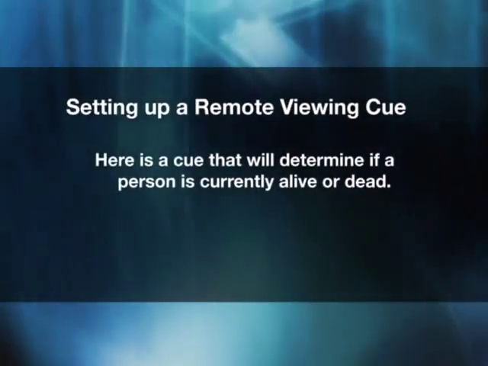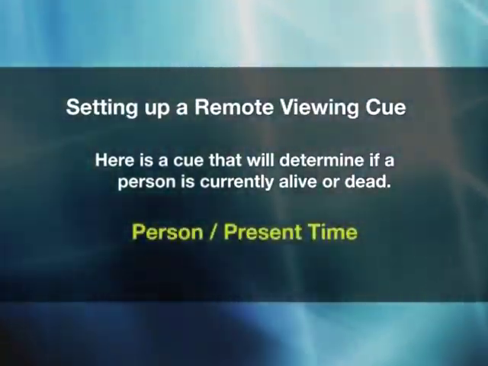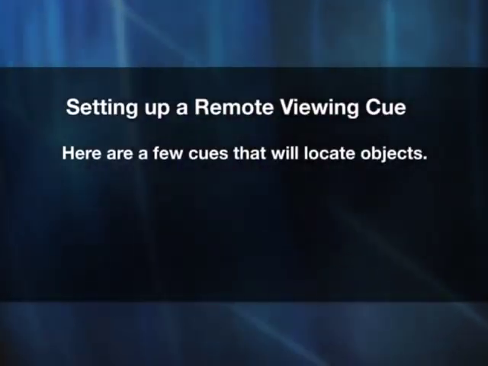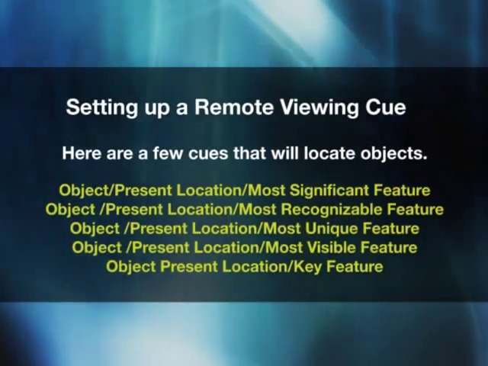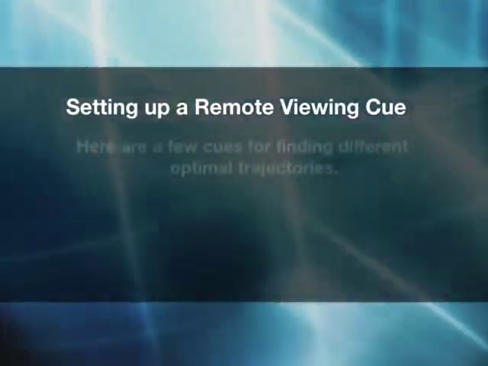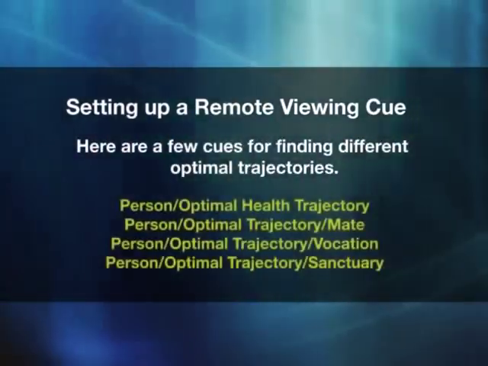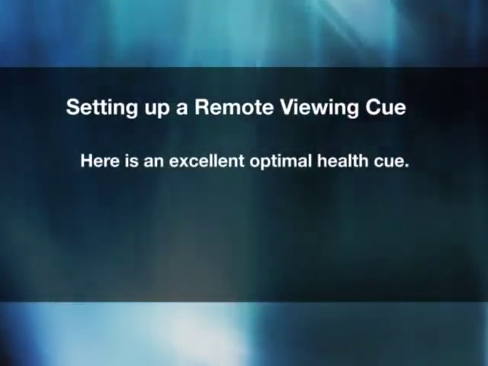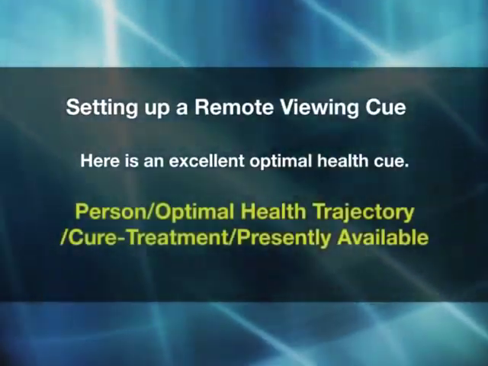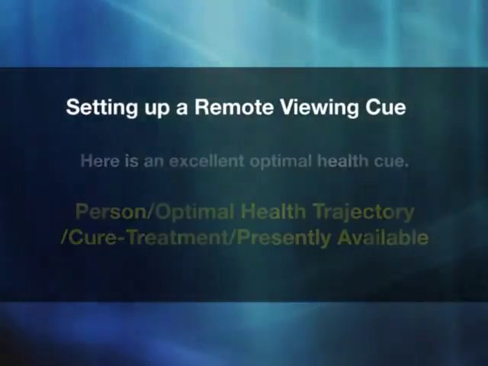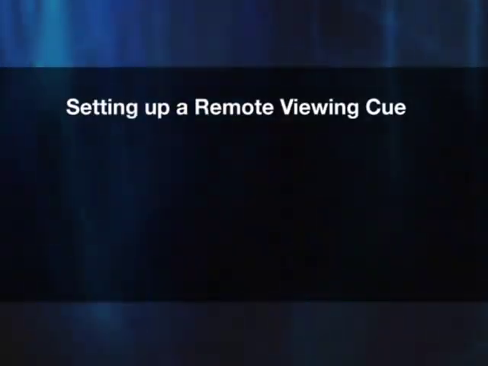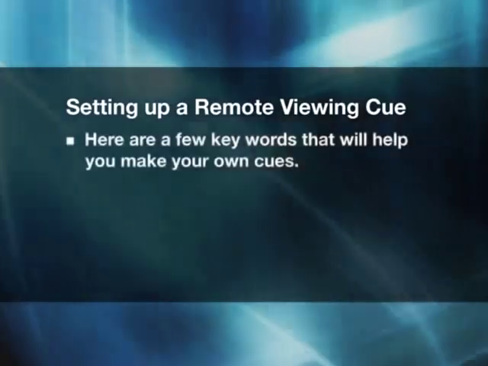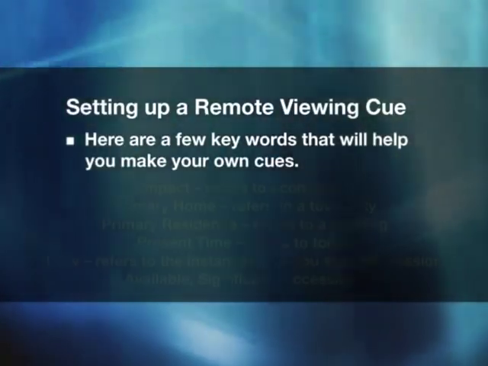Cue to determine if a person is alive or dead. Cues used in locating objects. Optimal trajectory cues. And finally, an excellent health cue. Over the years, it has been determined experimentally the best terms to use for the most efficient results. A few words that you may wish to use in cues that you make should be as follows.